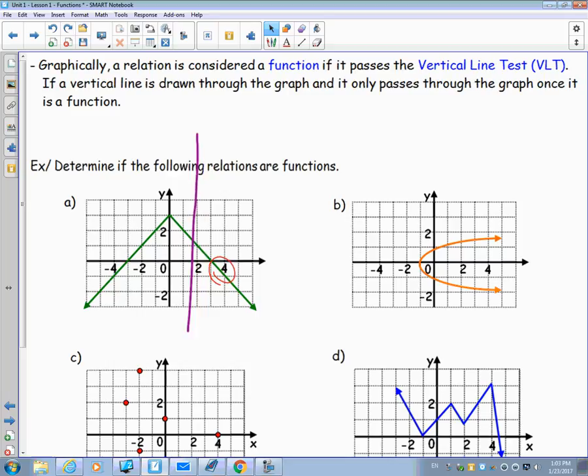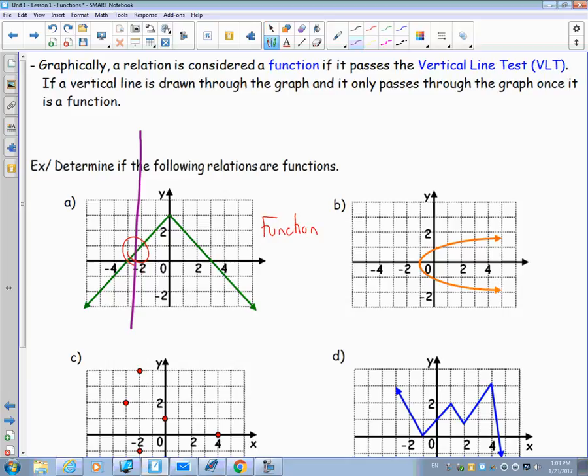If I remove it, I still only pass once right there. If I were to move it, I only pass once through there. So no matter where I draw my line, every single time, it only passes through the graph once. That makes this thing a function. When I put in an x value of, let's try this one here, -2, y always comes out to 1.